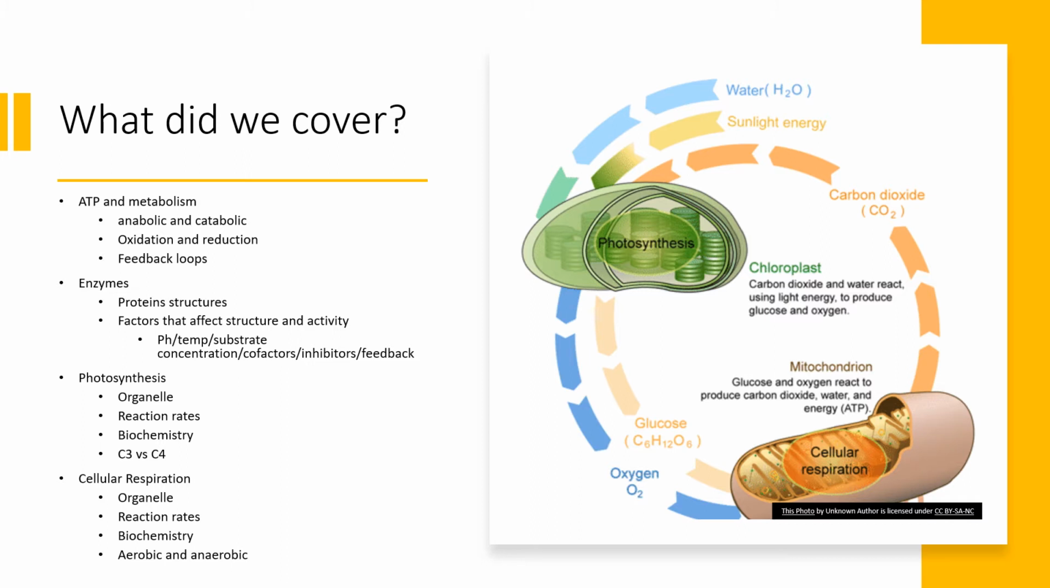Now, photosynthesis and cellular respiration, we focused on the parts, in this case, the organelles. We focused on what reactions and what controls those reaction rates, the biochemistry. And then within photosynthesis, we compared plants that are called C3, and we looked at C4 plants and how they fix that carbon dioxide. And in cellular respiration, we looked at 2 pathways, aerobic and anaerobic.